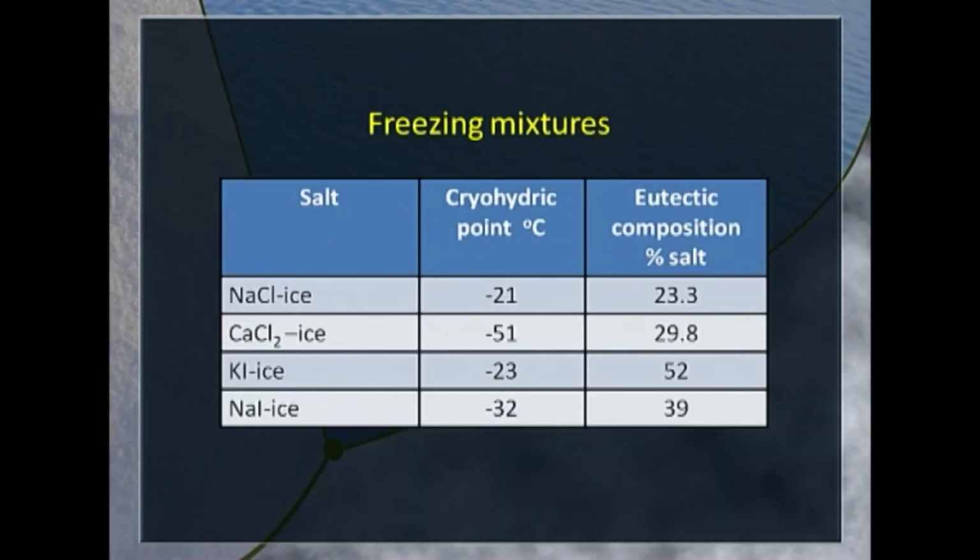Not only sodium chloride, we can also use other salts, as you can see here: calcium chloride, potassium iodide, sodium iodide. In fact, there are other systems also which can be used to get low temperatures. Ice in combination with organic liquids like alcohol, ethylene glycol, glycerine, as well as we can think of a mixture of acetone and dry ice. What is dry ice? Dry ice is solid carbon dioxide, which gives us much lower temperatures.